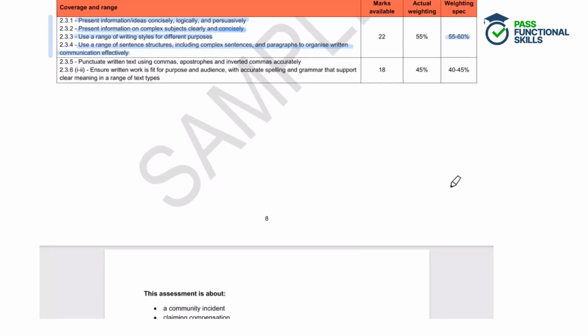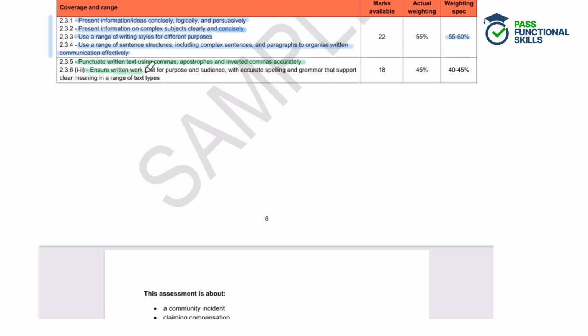The next part of the mark scheme focuses on punctuation, spelling and grammar. So we are asked to punctuate written text using commas, apostrophes and inverted commas accurately. So you need to make sure that as well as including capital letters and full stops at the start and end of sentences, you're using commas in your answers. You may also need to use apostrophes and inverted commas. So that means quote marks.